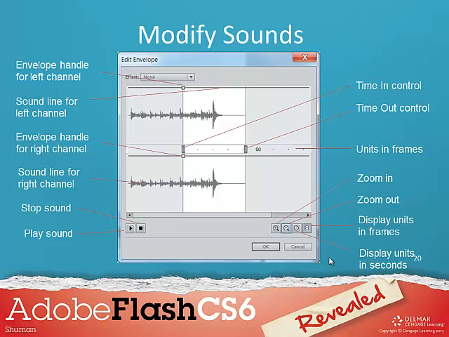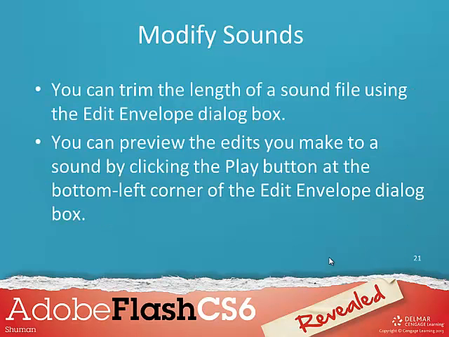You have your edit envelope there that shows different options that are available. You can trim the length of a sound file using the edit envelope dialog box. You can preview the edits you make to a sound by clicking the play button at the bottom left corner of the edit envelope dialog box.